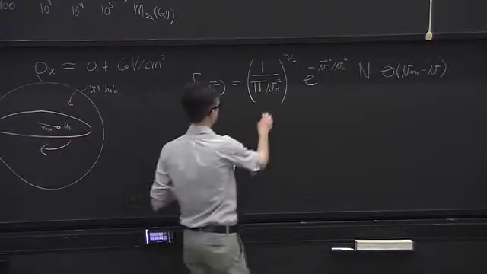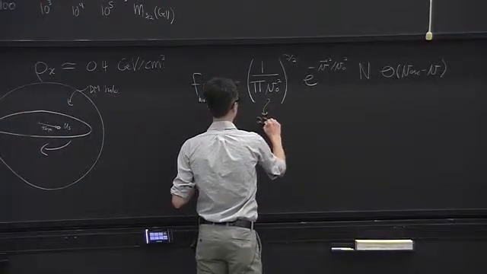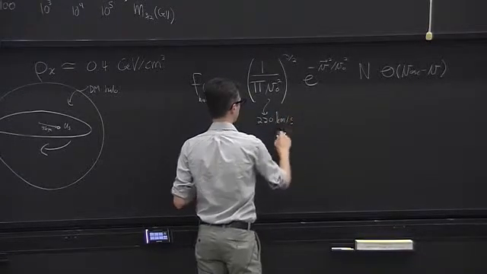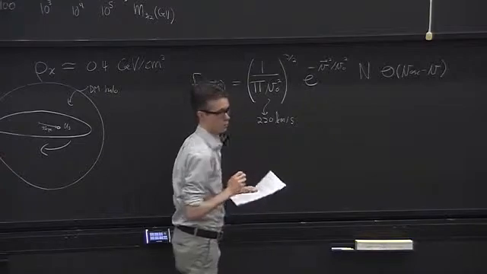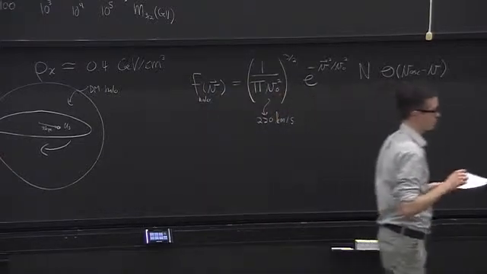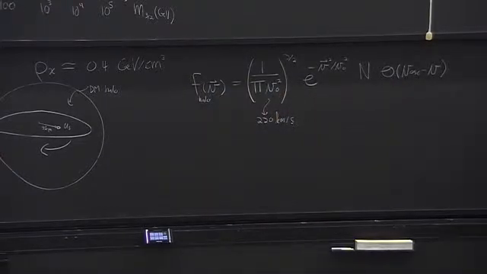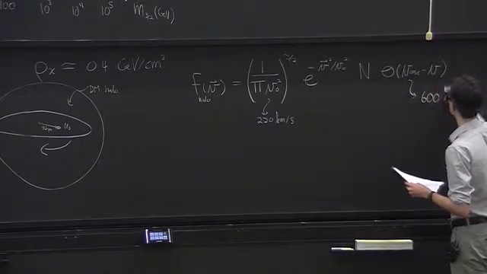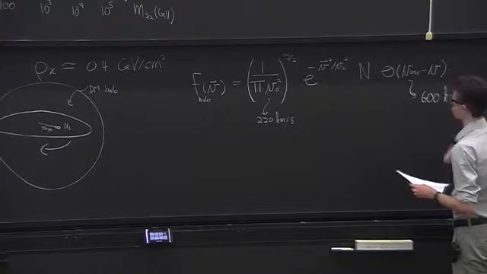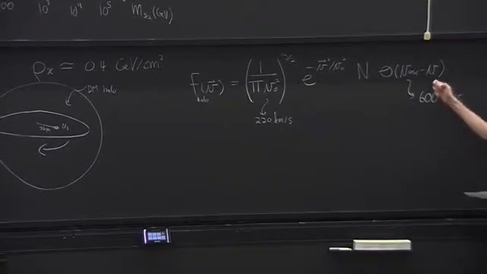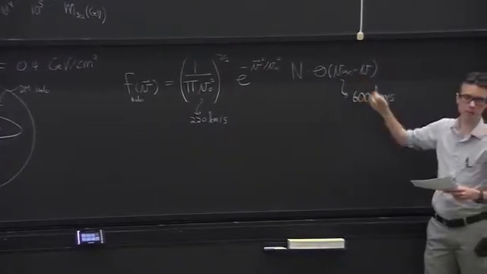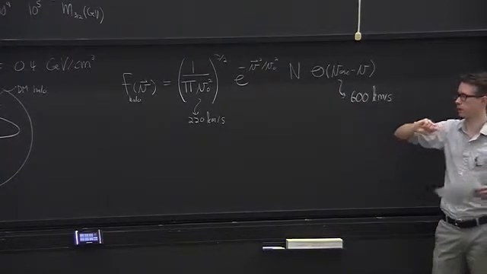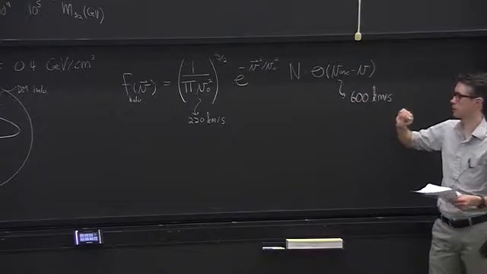And it turns out this V0 that sets the size of the Gaussian is roughly 220 kilometers per second. That corresponds roughly to the average dark matter velocity. And this V escape is roughly 600 kilometers per second. So if the velocity of the dark matter is larger than V escape, you have enough velocity to actually escape from the galaxy. So we only expect dark matter particles with velocities less than the escape velocity to be bound within the halo.